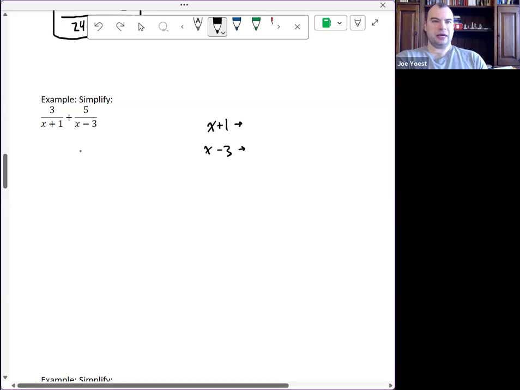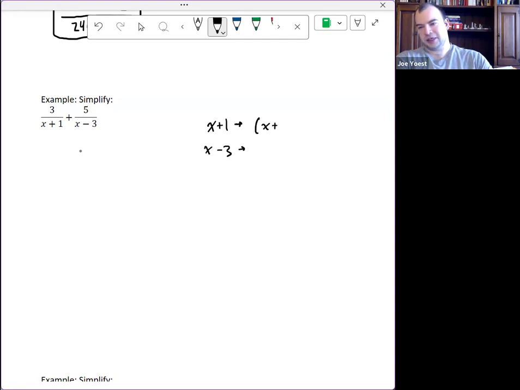Well, actually, x plus 1 is prime. If I told you, factor x plus 1, you would probably say, well, it's prime. I can't factor it. So x plus 1 is just like its own building block. It's like the number 2 or something like that. You can't factor it. It's one of the fundamental building blocks. And same with x minus 3. That's also prime. It's like the number 5 or something. It's a fundamental building block.